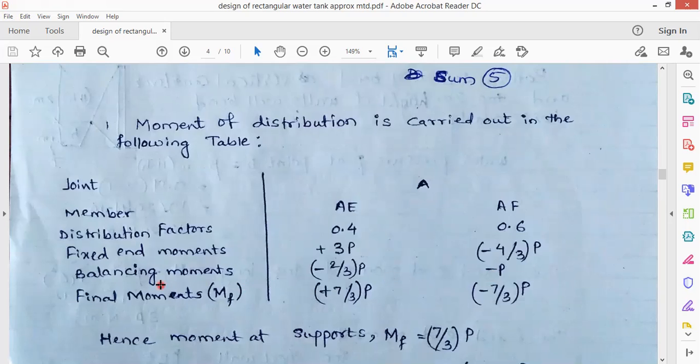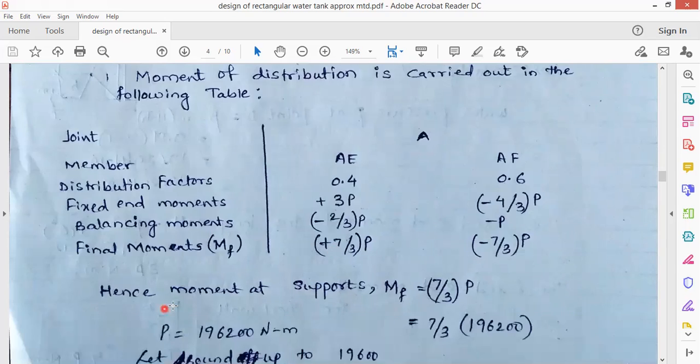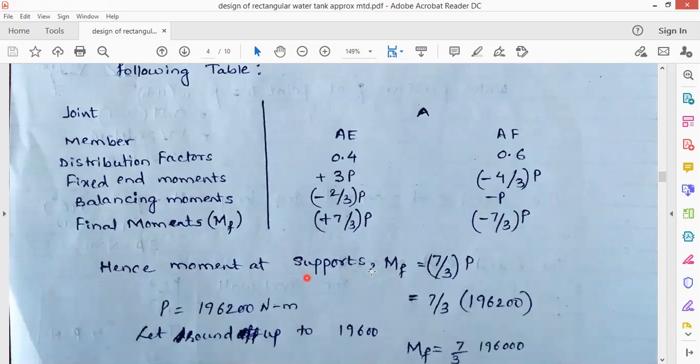So this will be the balancing moment. I will calculate here. It is minus 2 by 3p, and it is minus p, and the final moment will be 7 by 3p, and here it is again minus 7 by 3p. This plus this, these two calculations. So hence the total moment or support moment MF is equal to 7 by 3p.